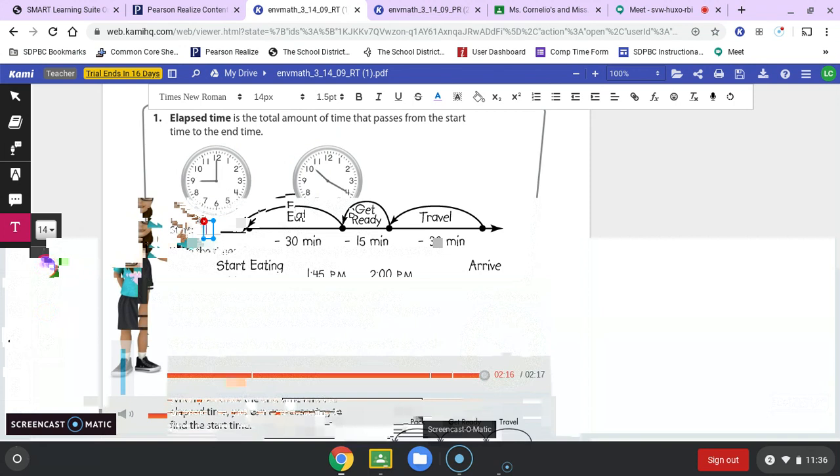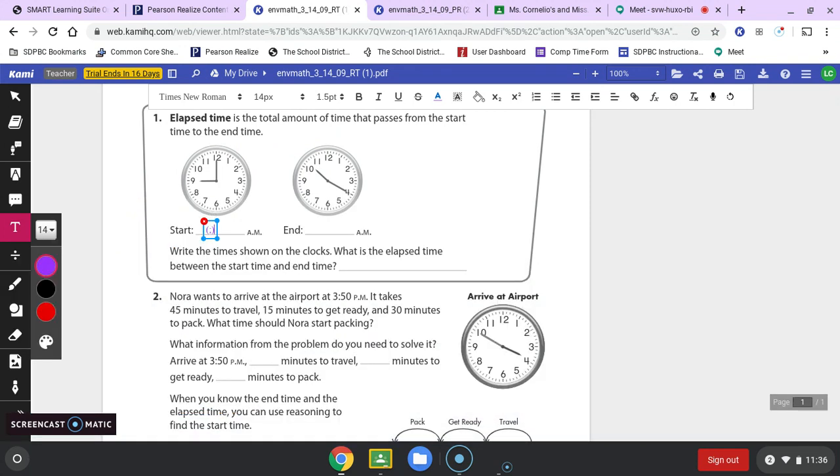Remember, the shorthand tells you the hour and the longhand tells you the minutes. So yes, this would be 9 a.m. And what will be our end time? 10:20. Very good. So we need to come up with a way to get from 9 o'clock to 10:20.